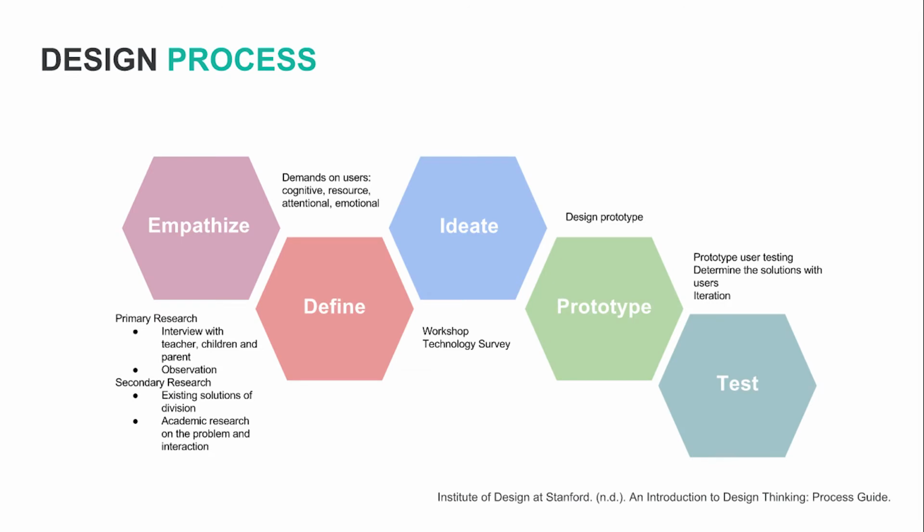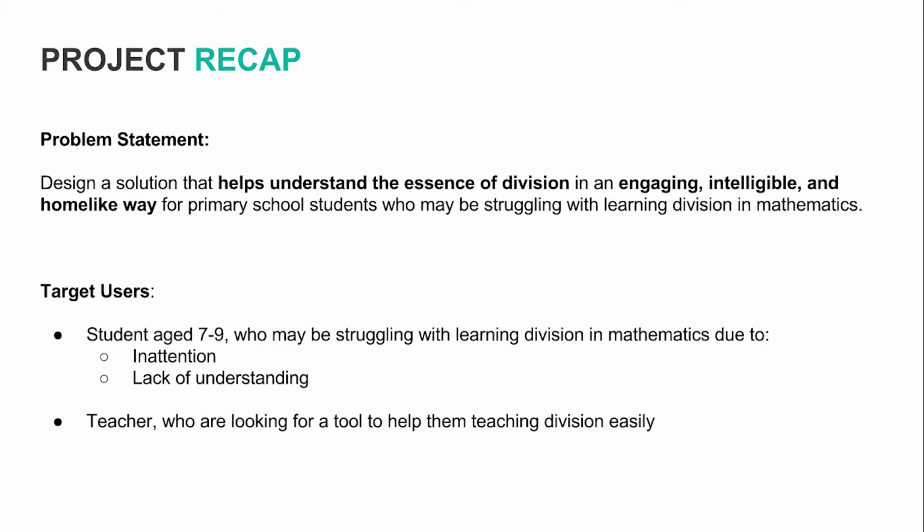Based on the design process of design thinking, we follow 5 steps to develop our project: empathize, define, ideate, prototype, and design. The problem statement is to design a solution that helps understand the essence of division in an engaging, intelligible, and home-like way for primary school students who may be struggling with learning division in mathematics.